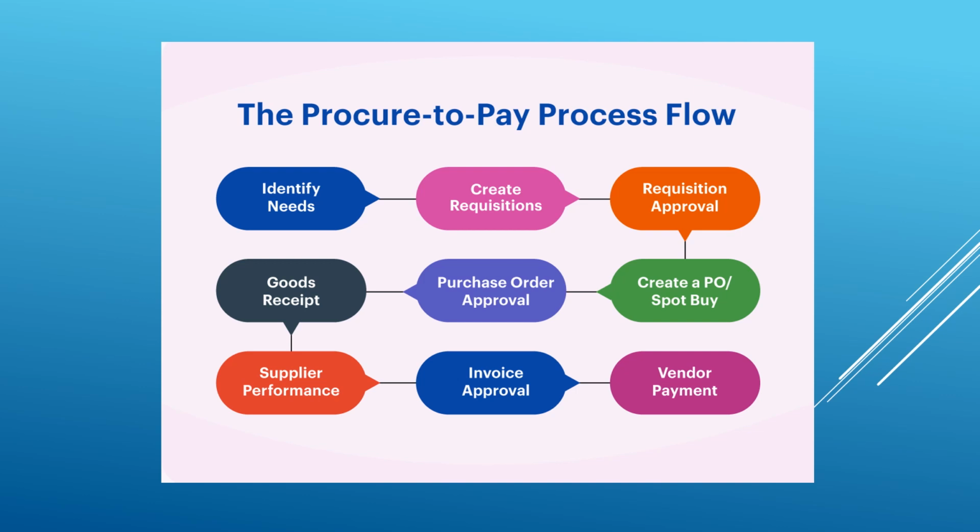Procure to pay process flow: identify needs, create requisitions, requisition approval, create a PO or spot buy, purchase order approval, goods receipt, supplier performance, invoice approval, and vendor payment.